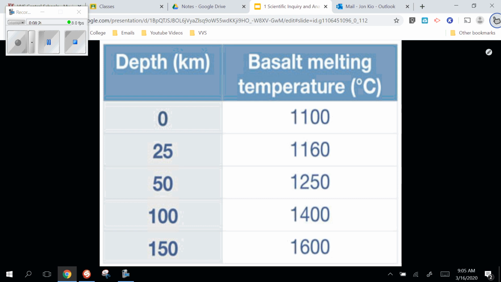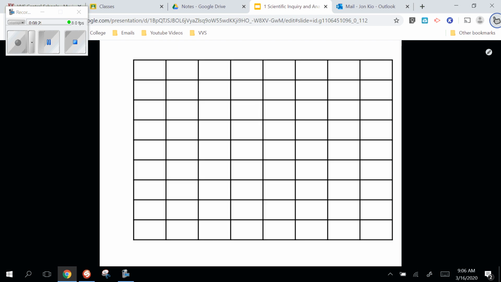All right, here's an example. Okay, we've got depth on the left. That's our independent variable. We have basalt melting temperature on our right. That's our dependent variable. If we label our graph, there's our heading, right? Title, the effect of depth on basalt. It's always the effect of independent on dependent. Effect of x on y.